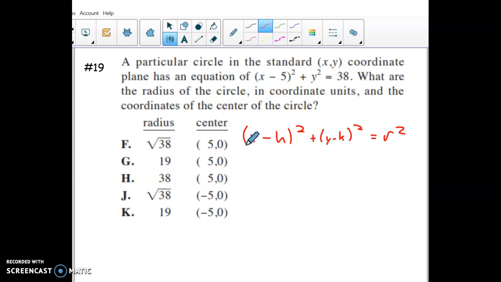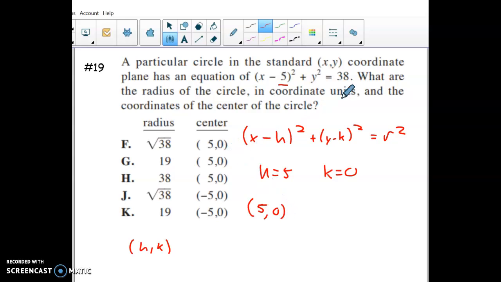Okay, so what that means is that h and k is actually the center of the circle, the (h, k), and then this 38 represents radius squared. All right, so basically, if you look, h is 5, so h is just going to be 5 in our equation, and k is going to be 0, right? When we don't have anything here, it's just a 0. So our center of our circle is (5, 0).